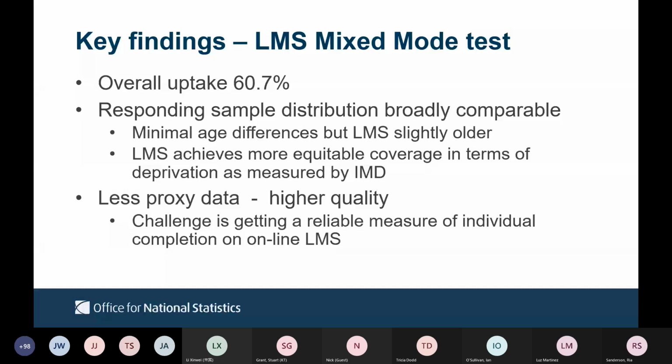And at that point in time, in that particular cross-sectional test, the labour market survey achieved a reasonably more equitable coverage in terms of deprivation as measured by the index of multiple deprivation. And we also had less proxy data on the labour market survey as well. That was another one of the findings.